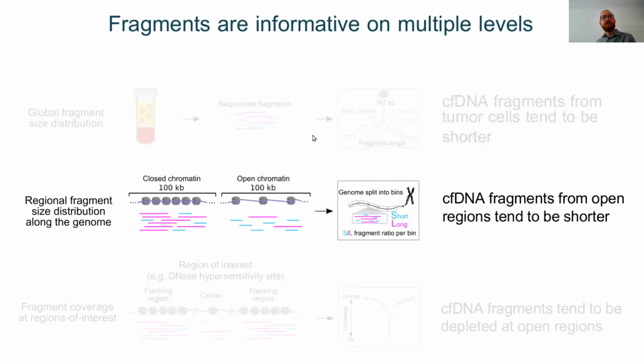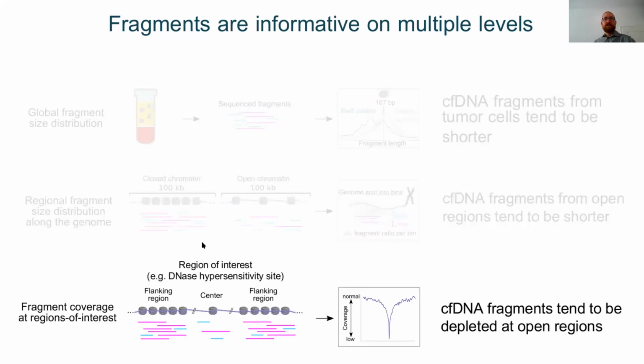Next, we looked at the regional fragment size distribution along the genome. And there we found that cell-free DNA fragments that come from regions with open chromatin tend to be shorter than those that come from regions with closed chromatin, which is another useful marker.